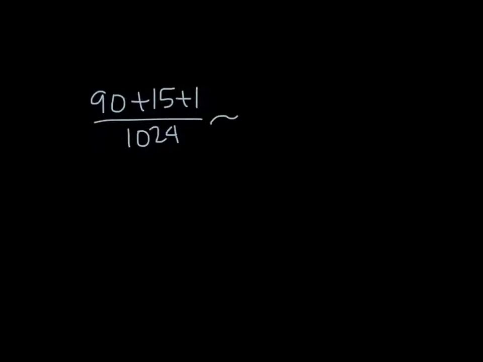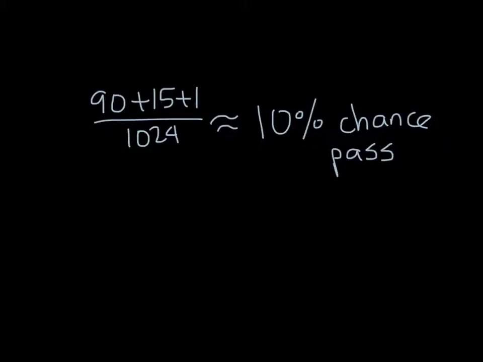So if I know the probability that I get at least one of these, then I can just add up the probabilities. So 90 plus 15 plus 1 over 1024, which is about a 10% chance that I pass. So this is a pretty low percentage. In other words, if you want to pass your test, you should study and not guess randomly on every question.